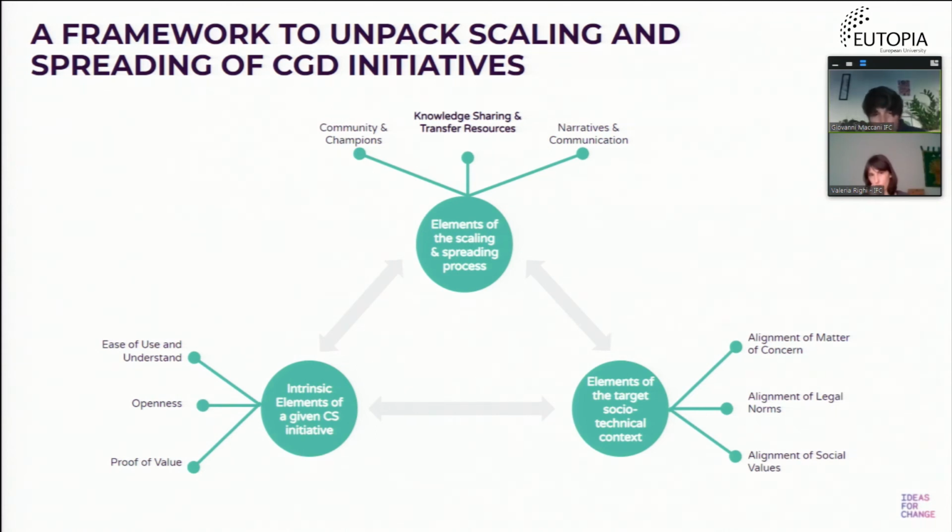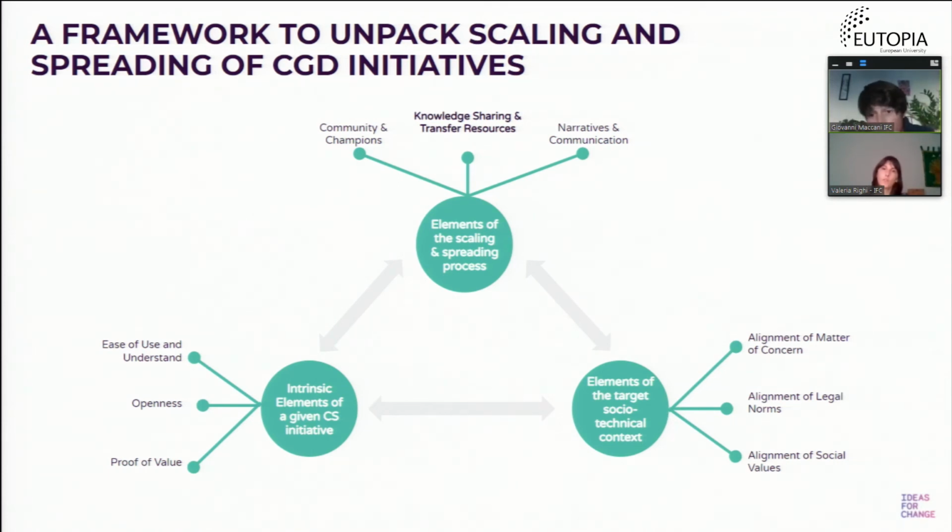Then we look at elements of the target socio-technical context, meaning what are the elements of a specific area that makes it more likely for initial intervention to scale there. Obviously, there needs to be alignment of matter of concern, meaning that if a place is experiencing the same issue as our original context, then it's more likely to be the case of scaling, meaning that if there's a famous citizen science project that's around mapping ticks, and this project is not likely to scale in a place where there's no ticks, right? Hopefully that makes sense.